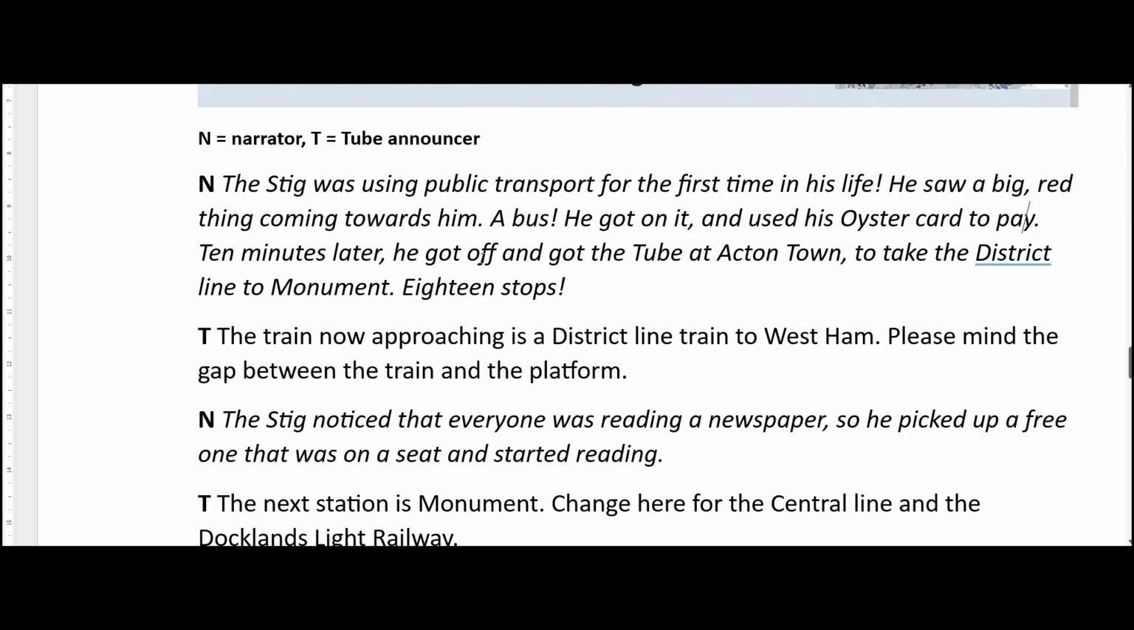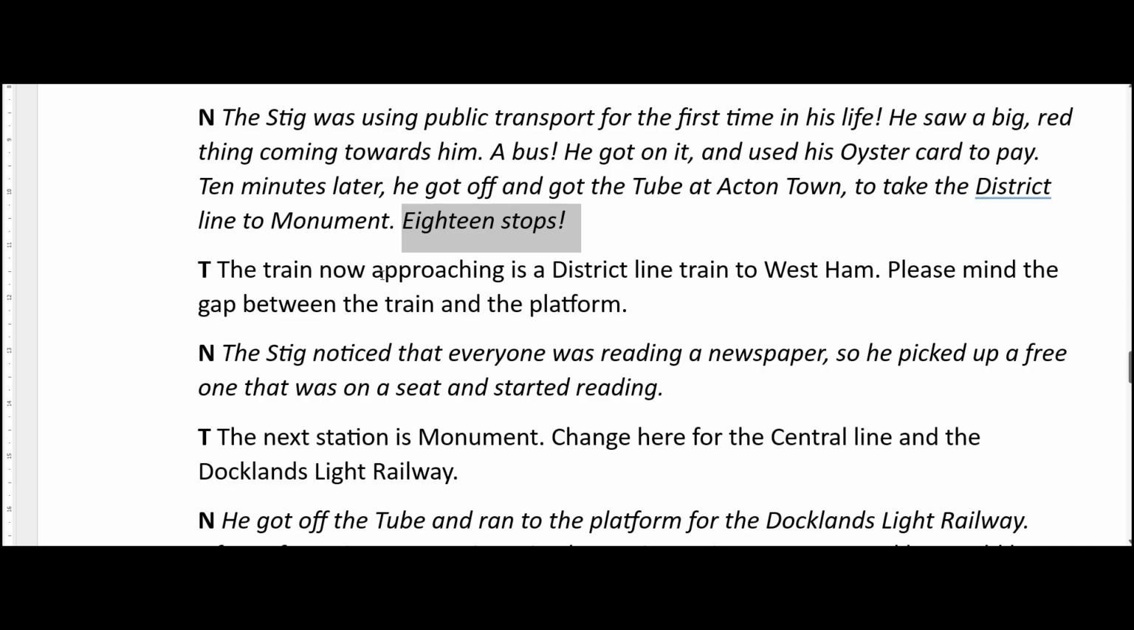10 минут спустя он сошел с автобуса и зашел в метро на станции Acton Town. И поехал по ветке District Line до Монумента. Это название станции метро. 18 остановок. То есть поезд теперь приближается к District Line Train to West Ham. Это объявления.